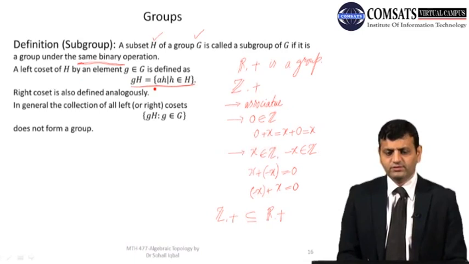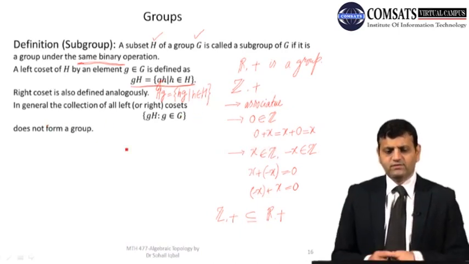Similarly, we can define the right coset. Of course, we can guess that in the right coset we have Hg, and the elements will look like hg, such that h belongs to capital H. So this is not a, in fact this is g.